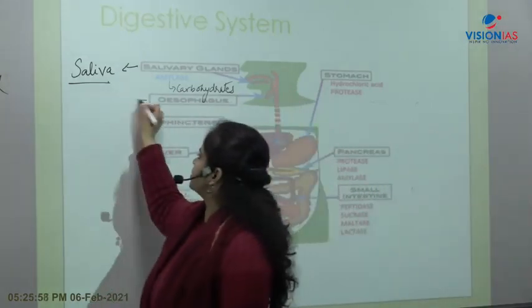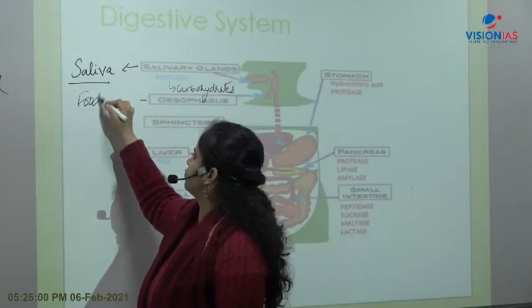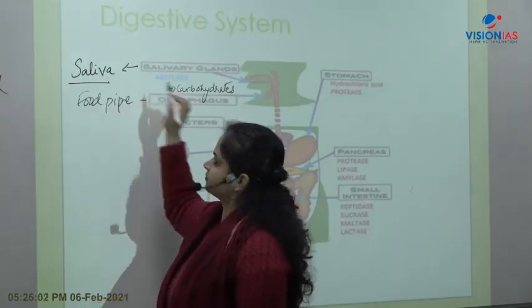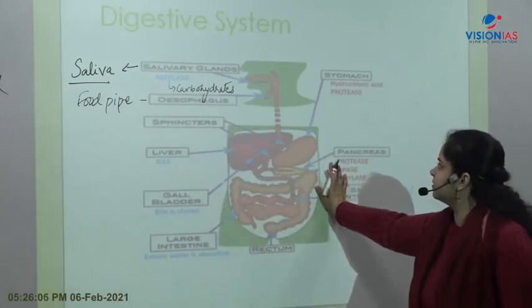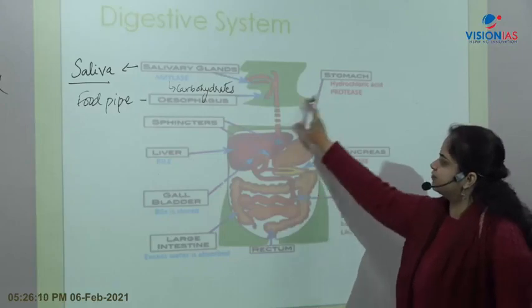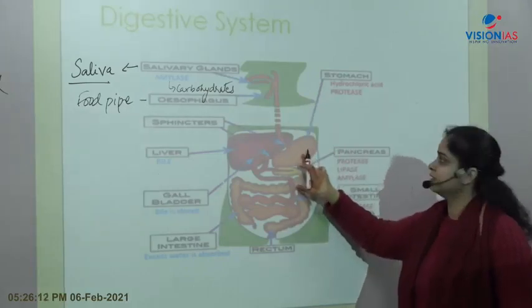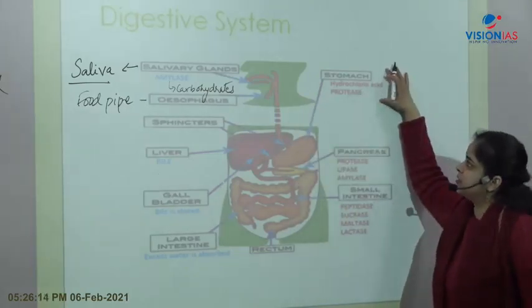In the esophagus no digestion takes place. The esophagus is your food pipe. Esophagus is the food pipe, right? And this food pipe takes the food to the stomach.